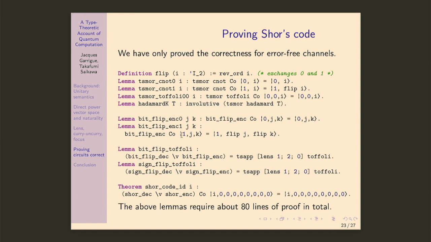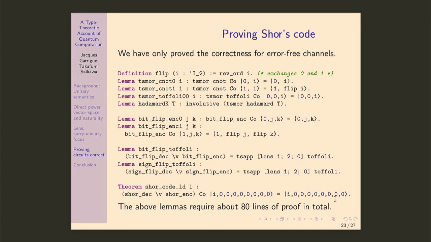And for the bit flip, I can prove that, actually, one interesting one is that bit flip encoder, if it's 1 J K, it will be 1 flip J, flip K, the result. Okay? Then actually the bit flip and phase flip, I can prove that they are going to be equivalent to Toffoli if I am a perfect channel. That is, I'm just composing the encoder and the decoder without error. I just get a Toffoli gate actually. And finally, I prove that applying the Shor code to I on 8 zeros will be the identity.